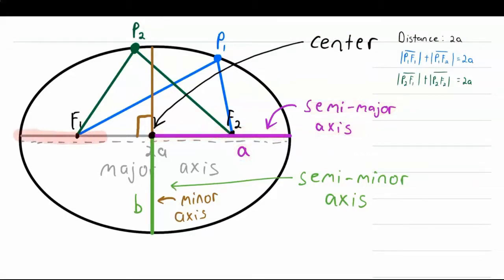The line segment that is perpendicular to the major axis, passes through the center of the ellipse, and whose endpoints lie on the ellipse is called the minor axis of the ellipse. Half of the minor axis is called the semi-minor axis, whose length is usually denoted by the variable b. Those two lengths, a and b, are used in a lot of calculations regarding ellipses.